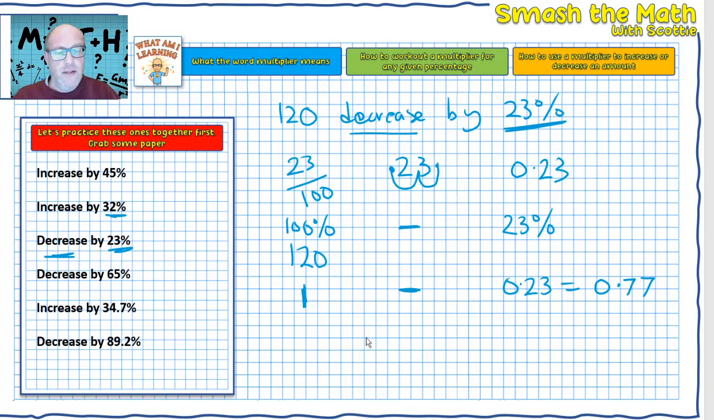Okay, so now I take my 120 times 0.77. Okay, I started with 120, which was 100%. I'm taking away or subtracting 23%, so I'm decreasing. So I take my multiplier for 100%, which is 1, and take away 23%. So my multiplier becomes 0.77. Stick that in my calculator. So 120 times 0.77 becomes 92.4.